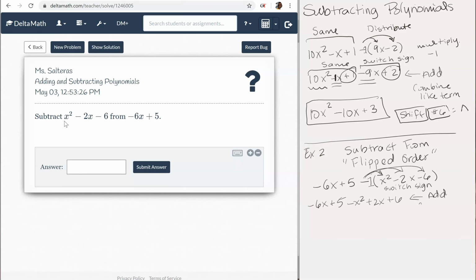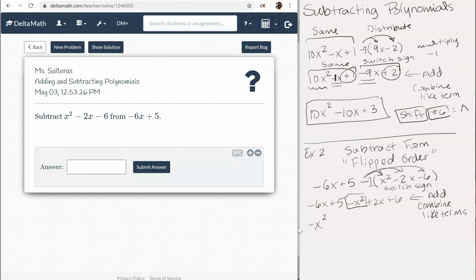Really, you're going to combine like terms. All right. Combine like terms. All right. Start with the highest exponent. So x squared, bring the sign along with it because that's really -1 x squared. That is your highest exponent, and there's nothing else to combine it with. So that's really it.